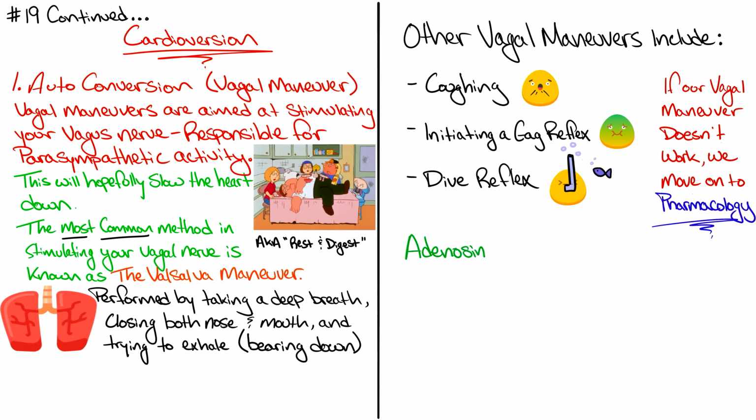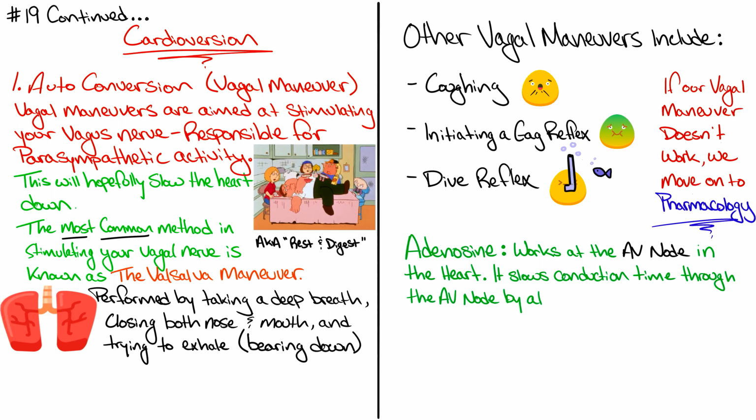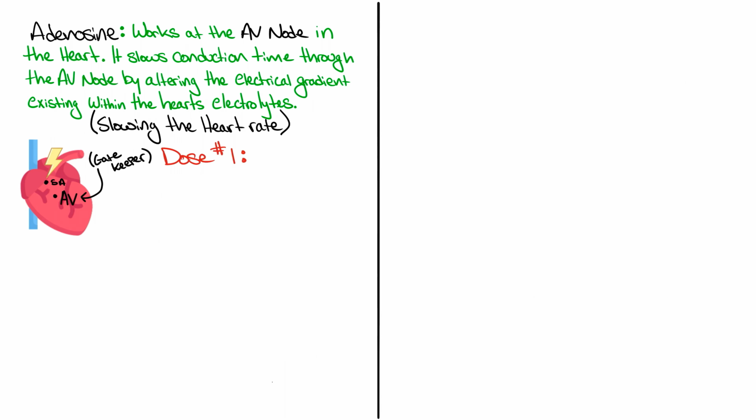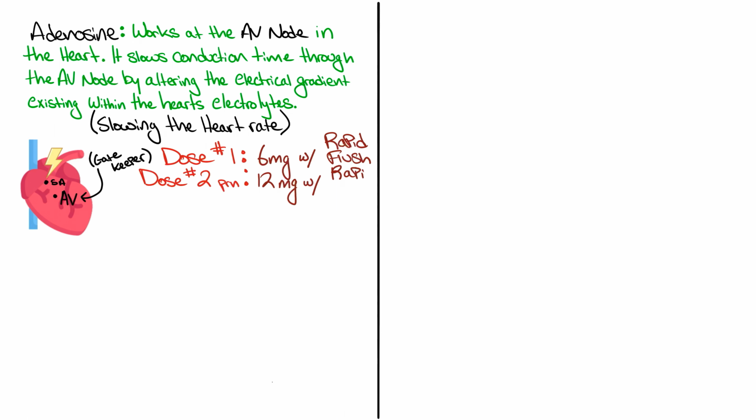The medication that we're going to be giving to our SVT patients is adenosine. Adenosine works at the AV node in the heart. It slows conduction time through the AV node by altering the electrical gradient existing within the heart's electrolytes. Adenosine is first going to be given at a dose of 6 milligrams, followed by a saline flush. However, if this doesn't work, you can give a repeat bolus at a dose of 12 milligrams with a rapid saline flush.